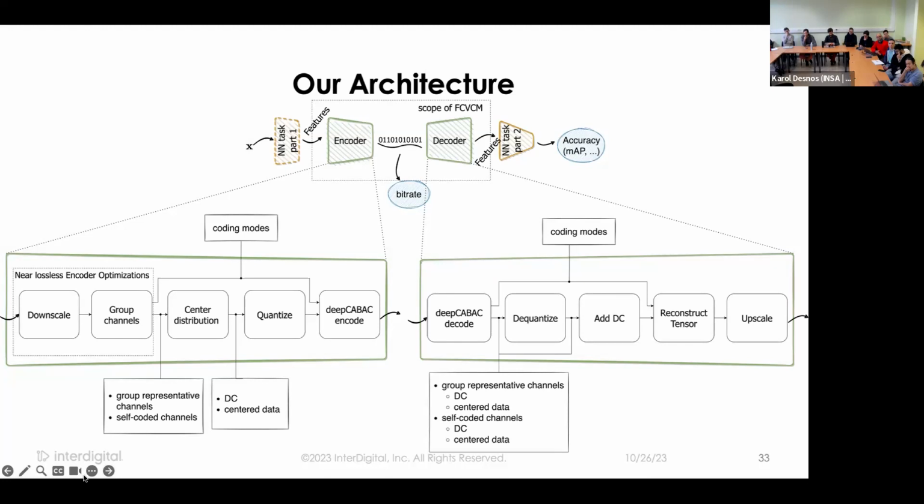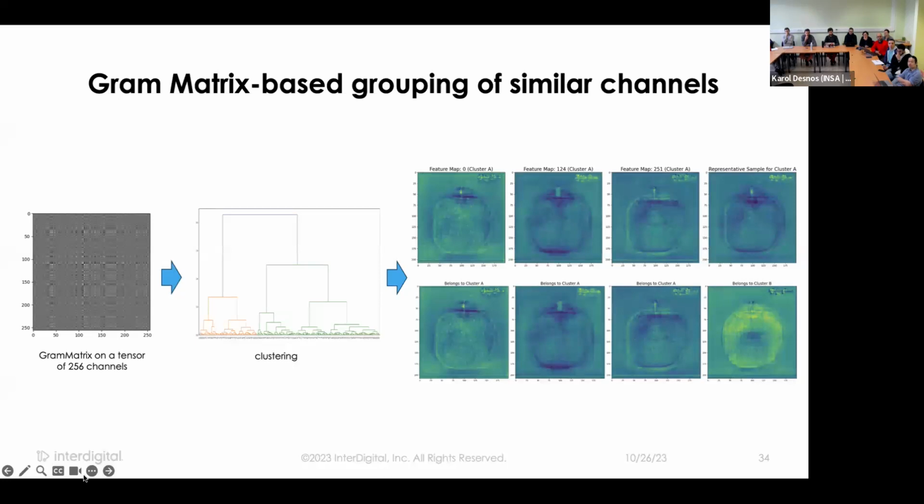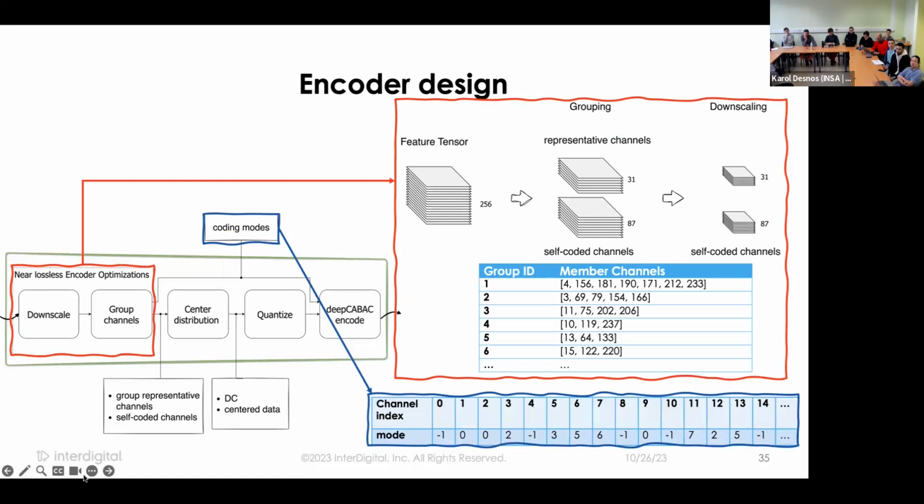First, we noticed that it was fairly easy to group channels that were very similar, even if they are far away in the tensor. So what we do is we have this Gram matrix that tells us the similar channels in the tensor. We cluster, and we separate the tensor into two sets of channels. We have the bigger groups that we identified, and we transmit only one representative channel per group. So we reduce the number of channels.